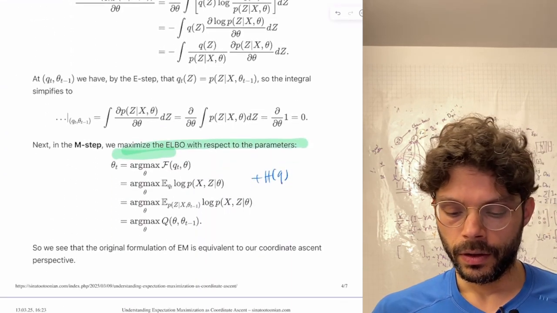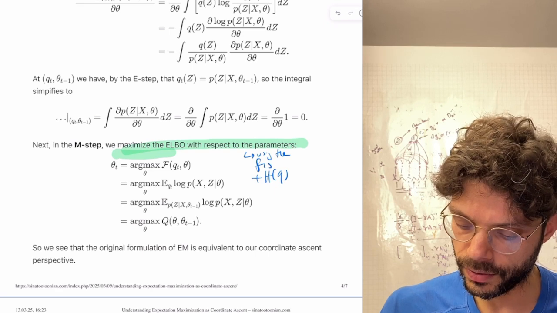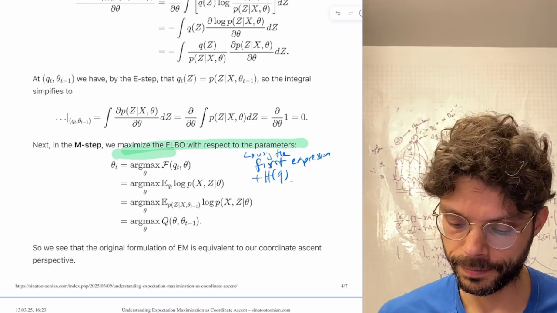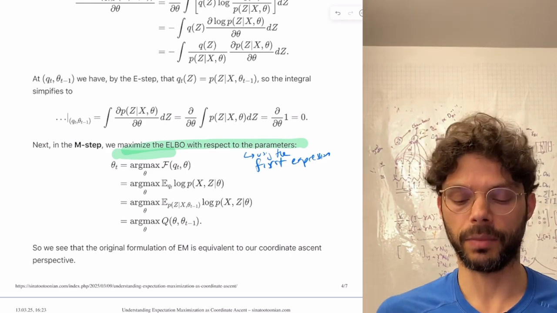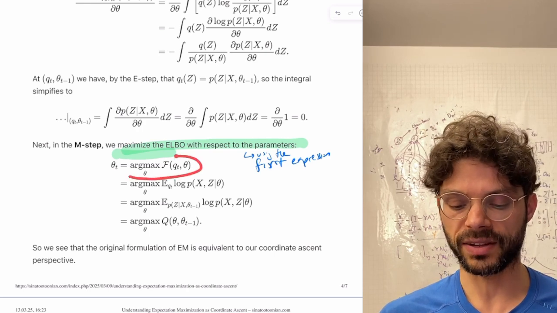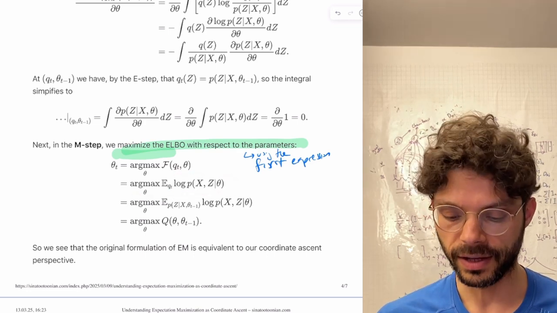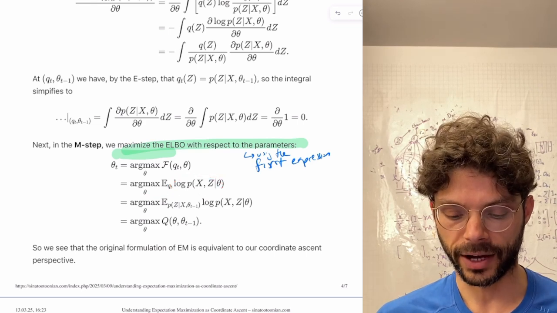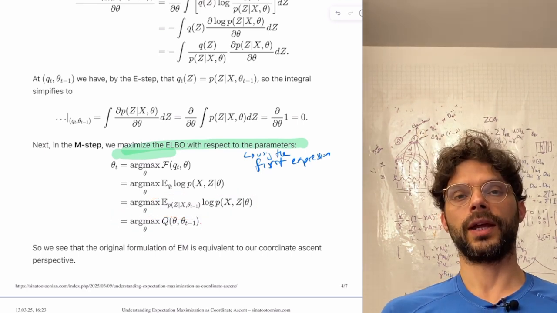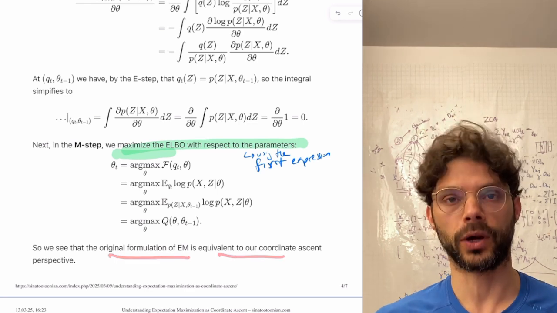So this should say, using the first expression. I'll put that in the block. It's important that we're using the two different ones. Okay, so we're just going to maximize this. That's maximizing, with respect to the posterior distribution on the latents, the log joint. I spelled that out explicitly, and it turns out this is exactly what we were supposed to do in the initial recipe for EM. So the original formulation of EM is equivalent to our coordinate ascent perspective.